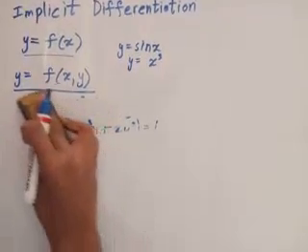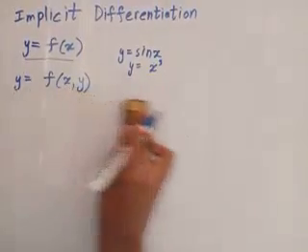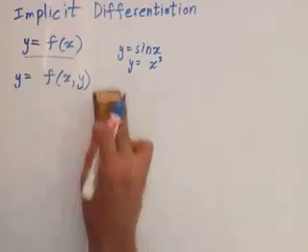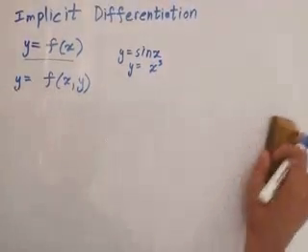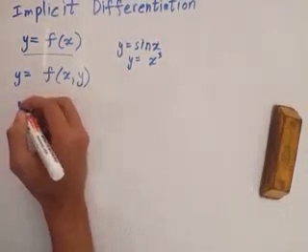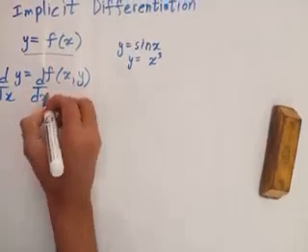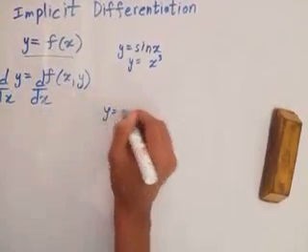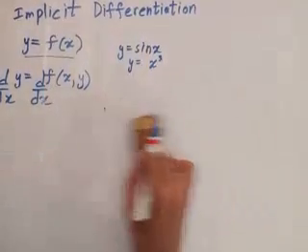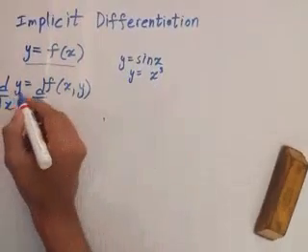Today we are going to see how we differentiate such functions. So if you know the chain rule of differentiation, the product rule and quotient rule, this video is not really that difficult, although it may look like it at first, because what we do is quite simple. So if we want to differentiate this, we just treat y as a function of x, and we apply the chain rule on y.